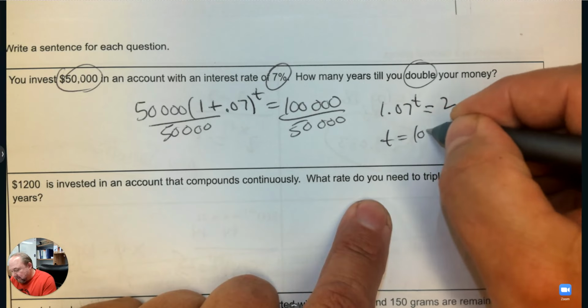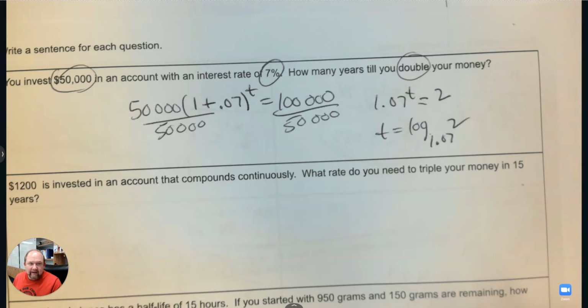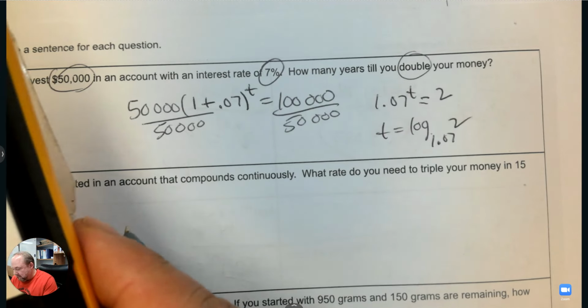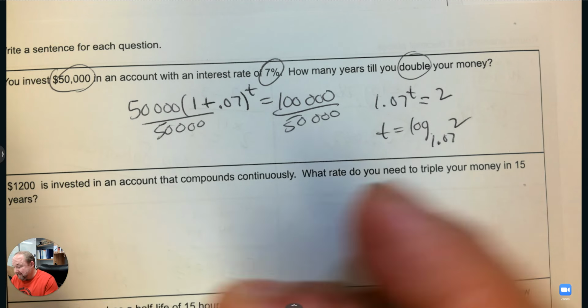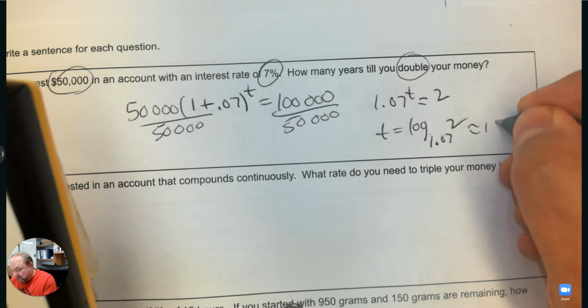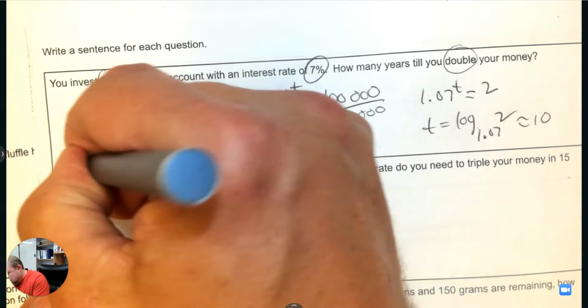And then to write it as a logarithm, the base is 1.07. What goes inside is 2. And then use your calculator. So I'm going to go log 2 divided by log 1.07. And that's it. So I get about 10 years. So how many years do you double your money? And the answer is about 10.